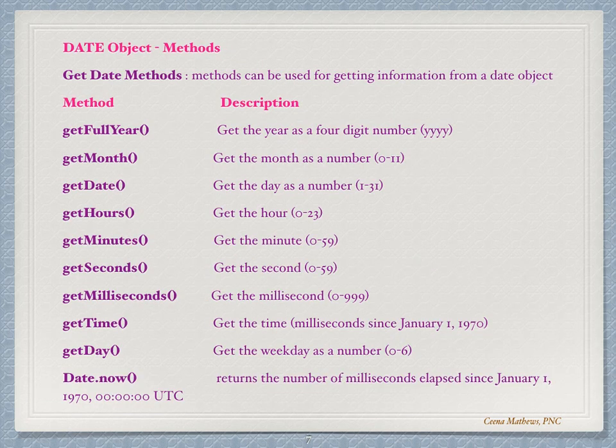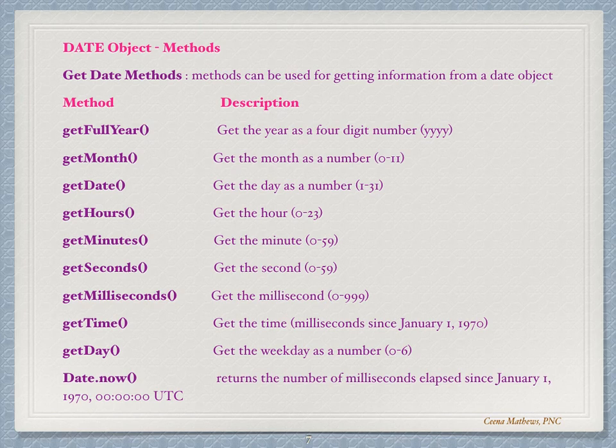Next, we'll see the methods of date. The first date methods we are going to see are the get date object methods. These are the methods that can be used for getting information from a date object. And these are the various methods available in the get date object methods.